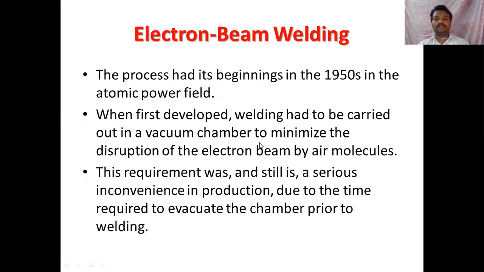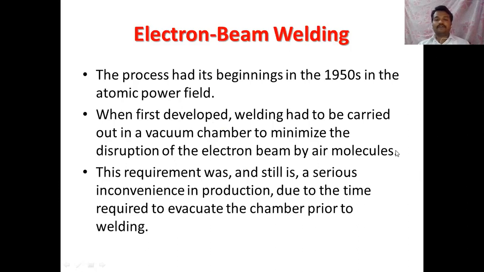Coming to a little history about electron beam welding, this process was initially invented in the 1950s in the atomic power field. When it was first developed, welding had to be carried out in a vacuum chamber to minimize the disruption of the electron beam by air molecules. This requirement was still a serious inconvenience in production due to the time required to evacuate the chamber prior to welding.